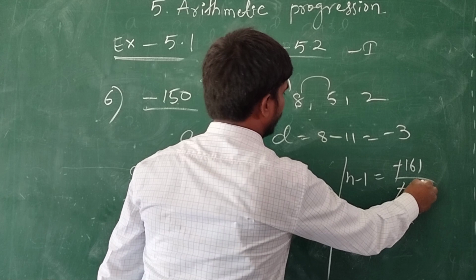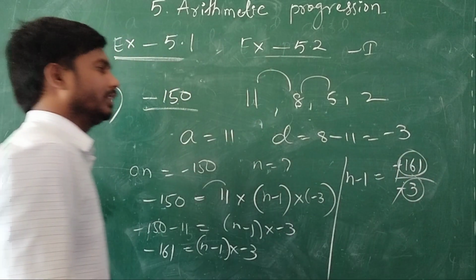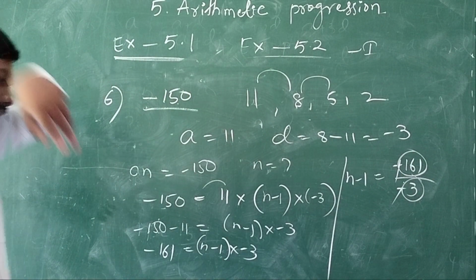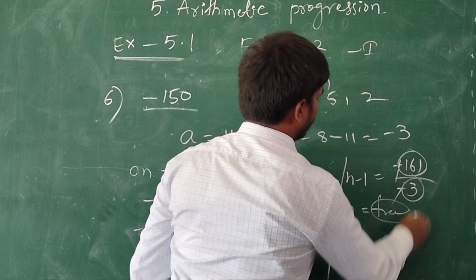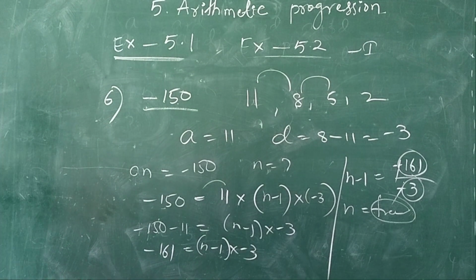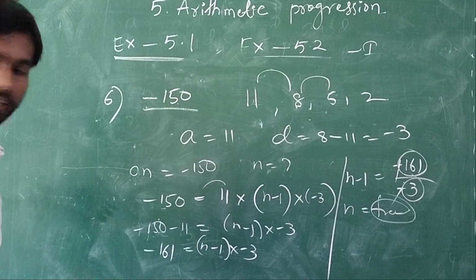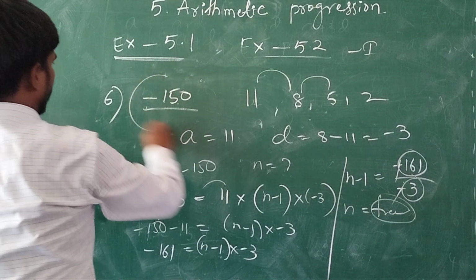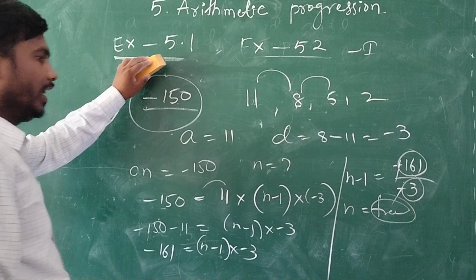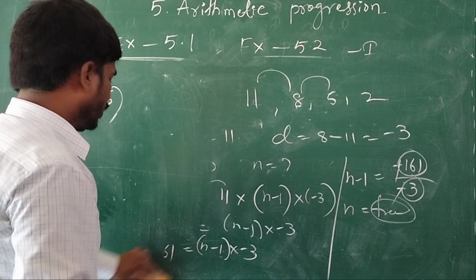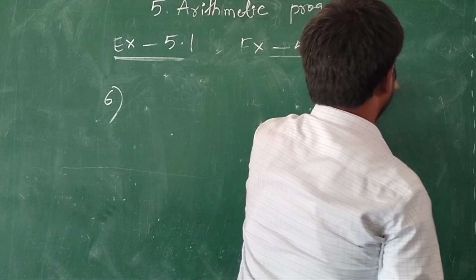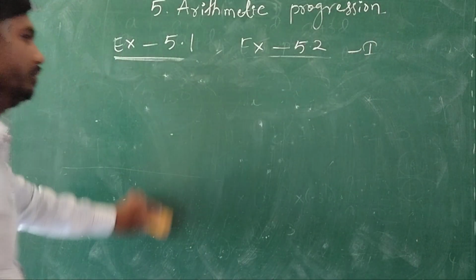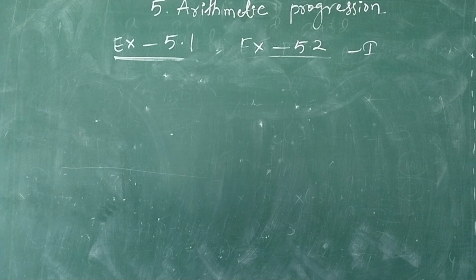Minus minus cancel, but this is not divisible. 161 is not divisible by 3. Therefore, the n value will come in fractions. But the number of terms is always a natural number, not a fraction. Never does the number of terms come in fractions. That's why minus 150 does not belong to that particular AP.